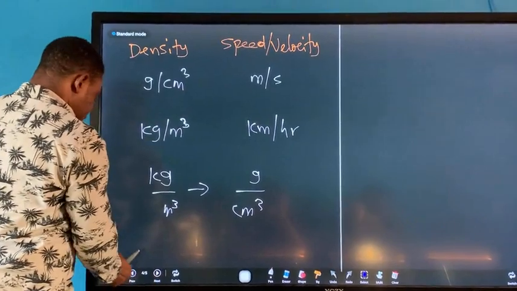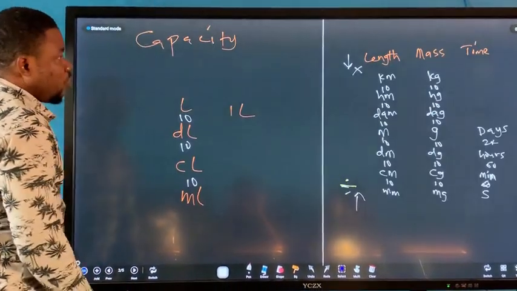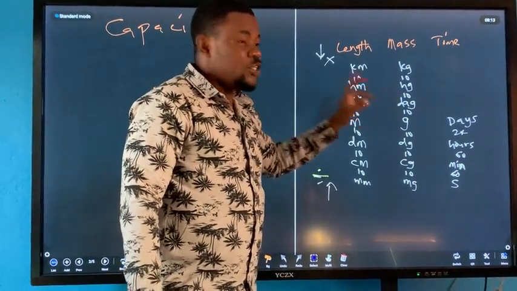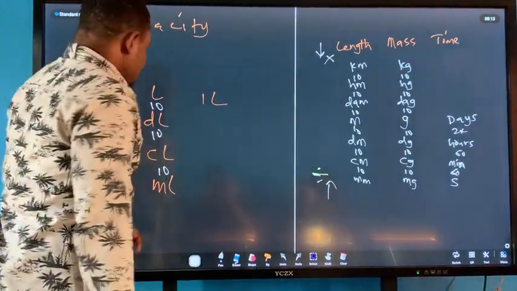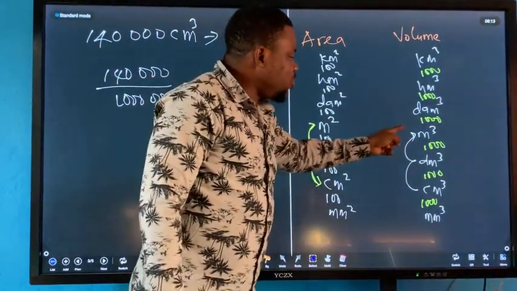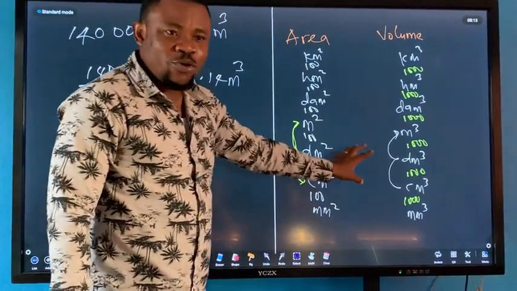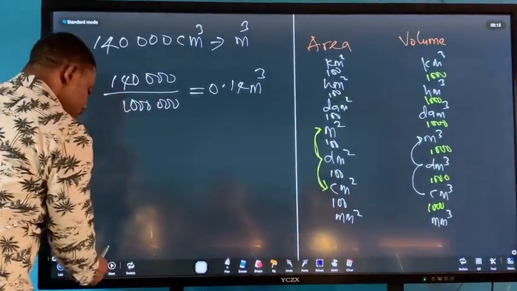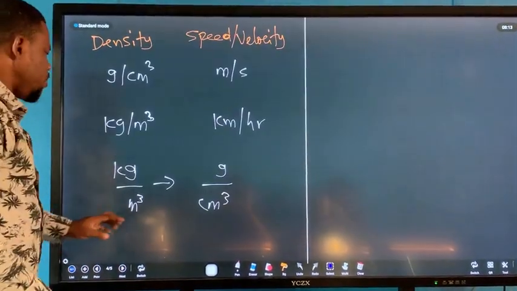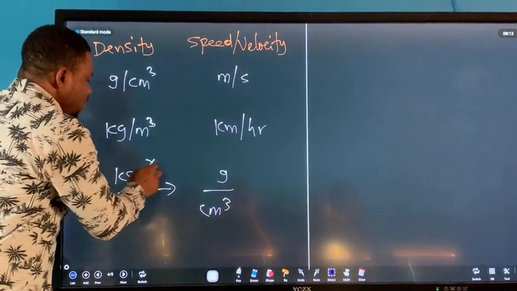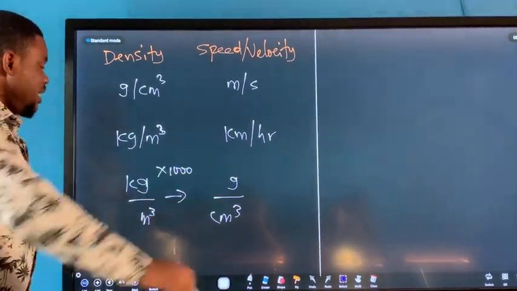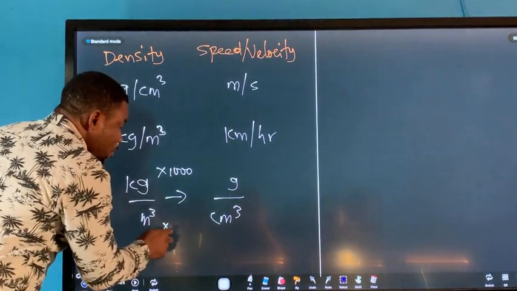Let's go back. What do you say the conversion factor from kilogram to gram is? 1, 2, 3. It's 1,000, right? And then from meter cube to centimeter cube, we just did it. It's 1 million. Okay. So I am multiplying by 1,000 to convert kilogram to gram, and I'm dividing by 1 million.